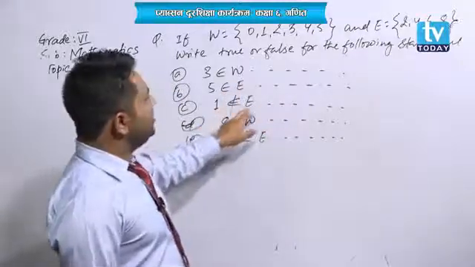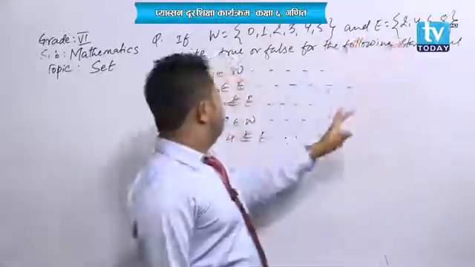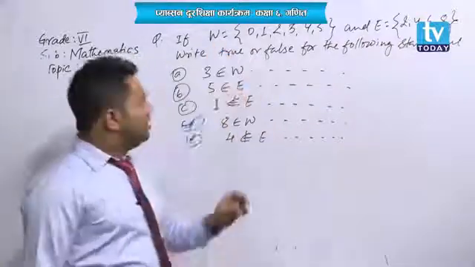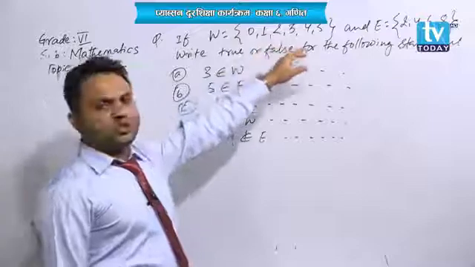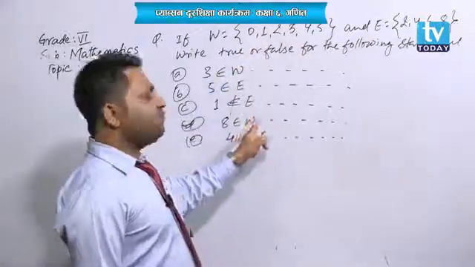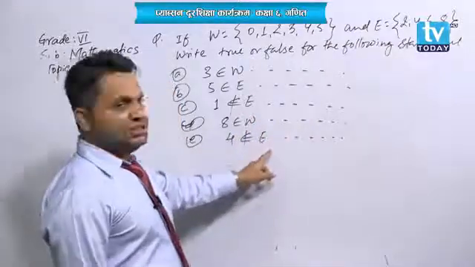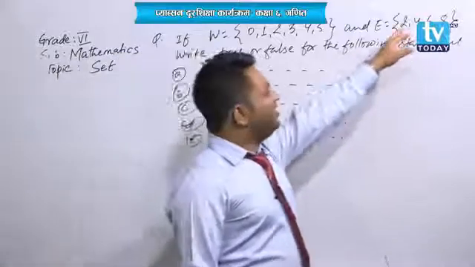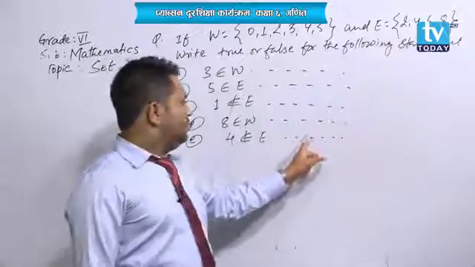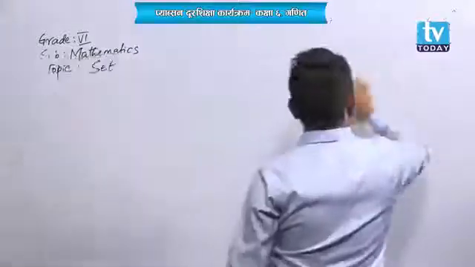1 does not belong to E. This is a true statement because there is no 1 in set E. Now, 8 belongs to W. In the W set, please check, 0 1 2 3 4 and 5, but 8 is not there, so this is a false statement. Now, E, 4 does not belong to E. There is element 4 in set E, so this is a false statement because 4 is there in set E. All right.